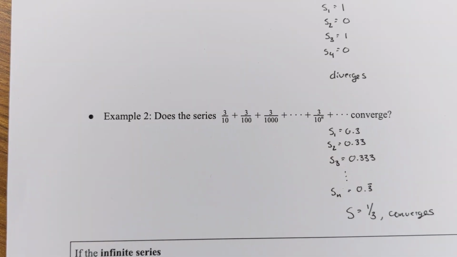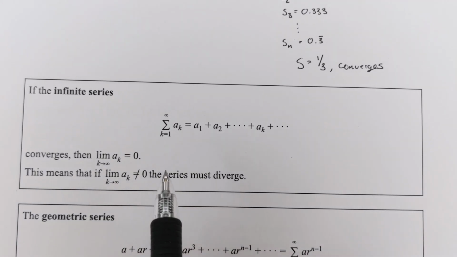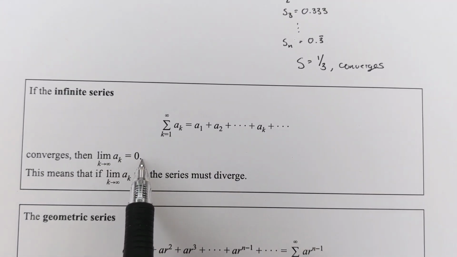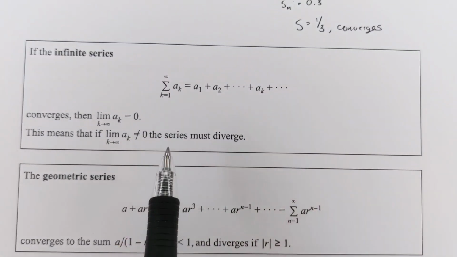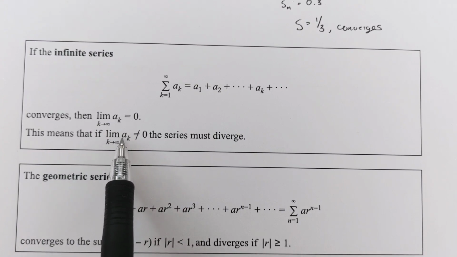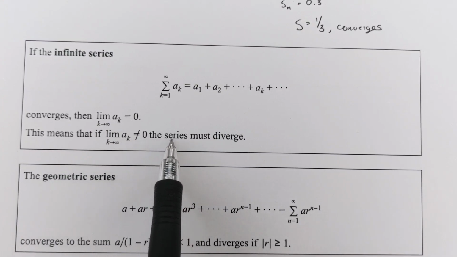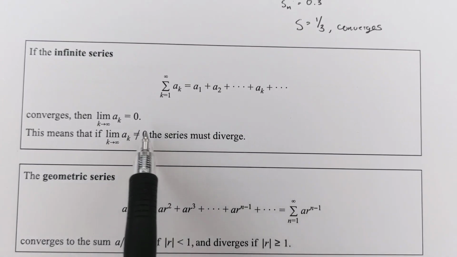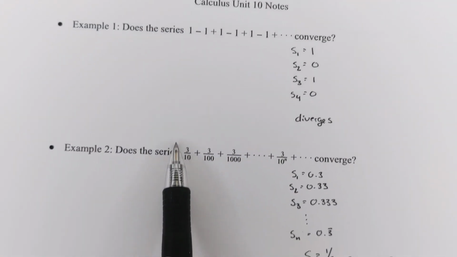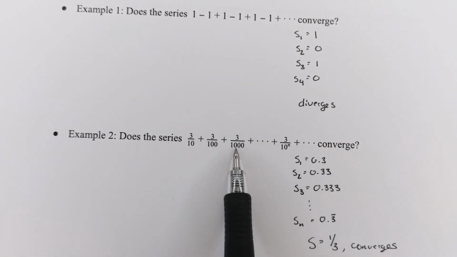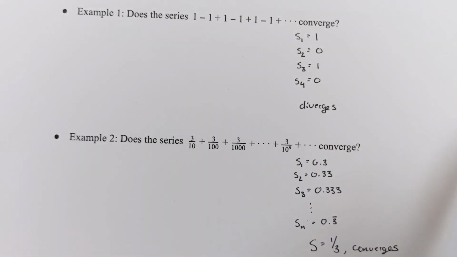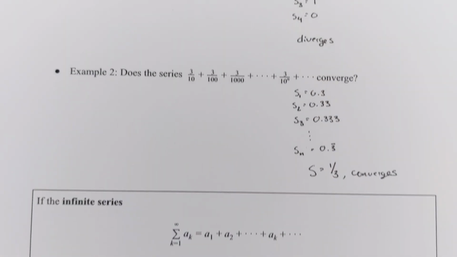So it converges. Okay, so if the infinite series converges, then the limit of each term approaches 0. So if you notice, this means that if the limit of a of k as k goes to infinity is not 0, the series must diverge. So this is each term, not the sums. Like here, that's 0.3, this one's 0.03, 0.003, and so on. So these individual terms are approaching 0 as n gets larger.